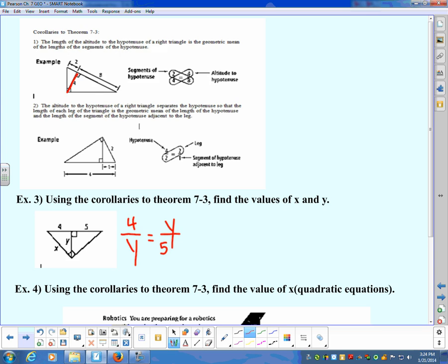So the means always have the one in the middle of the bigger. It is, yes. Well, middle, it's the altitude to the hypotenuse. And so that will be the mean, and the two pieces that the altitude splits the hypotenuse into will be the extremes. So it's y squared equals 20, so y equals square root of 20. So the length of that piece is the square root of 20.